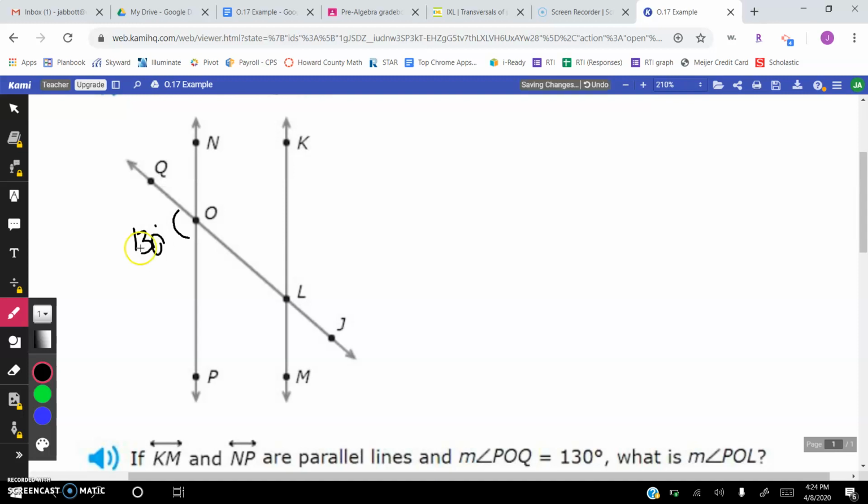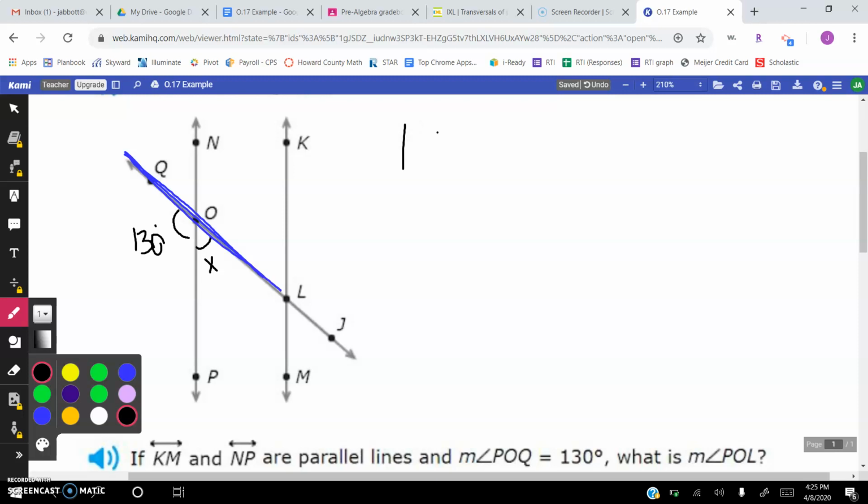They want us to find what is the measure of angle POL. So here is POL. So that's the one that's adjacent to it right here next door. So we don't know what this is, so I'm going to call it X for right now. As you can see, these two angles put together make this straight line right here. So this straight line is formed by the two angles in this question, and those two angles make a straight line. That means it is 180 degrees.